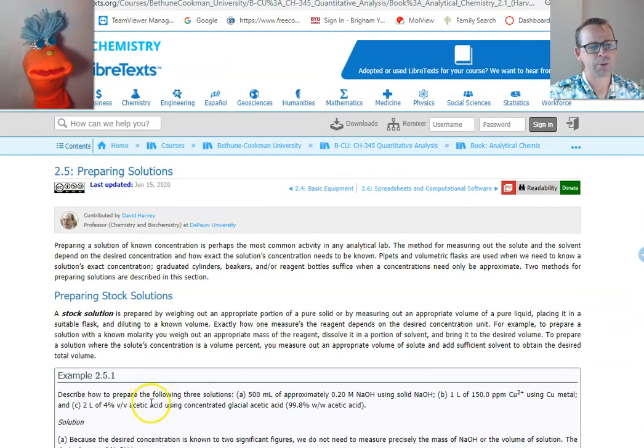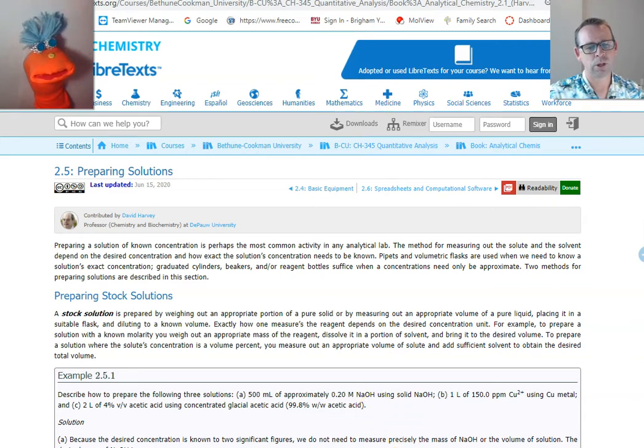Let's see. Describe how to prepare the following 3 solutions. 500 milliliters of 0.2 molar sodium hydroxide using sodium hydroxide. Any ideas? Well, I could calculate it. Yeah, that's right. That's what we want to do. Should we work on one together? We did a lot of these in Gen Chem. Yeah, maybe we should just let you guys review. Maybe we'll do one here, okay?